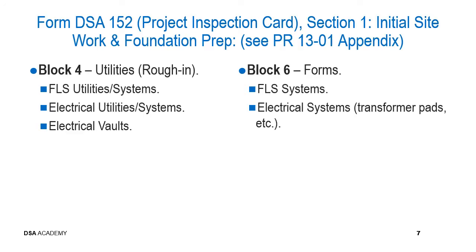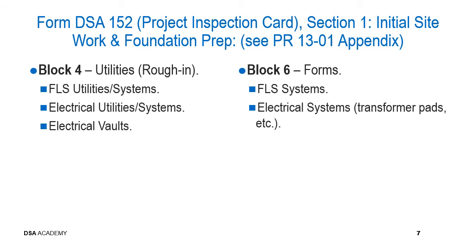One of the most important forms that a project inspector uses on projects is the Form DSA 152, also known as the Project Inspection Card. This is a particularly important document used by project inspectors because they actually document evidence of inspection and completed inspections on this form.